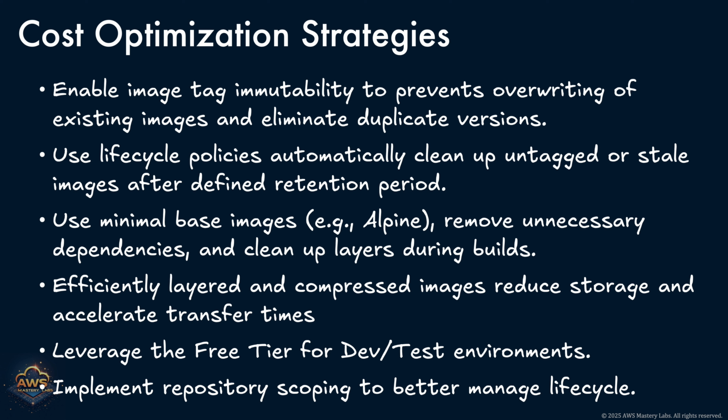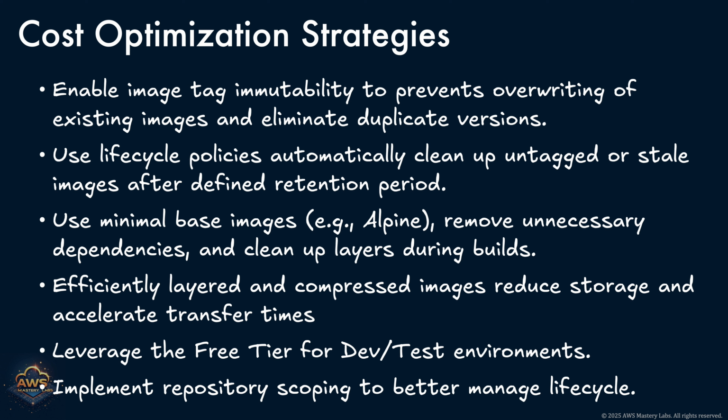Optimizing the size of your images is another high-impact practice. Use minimal base images like Alpine, remove unnecessary dependencies, and clean up temporary files in your Dockerfile. Compressing image layers can also help. Well-structured, reusable layers that are compact lead to more efficient caching and reduced image pull size, saving both time and bandwidth. To avoid unnecessary charges, be mindful of cross-region image pulls. Always pull from ECR repositories in the same region as your workloads whenever possible.